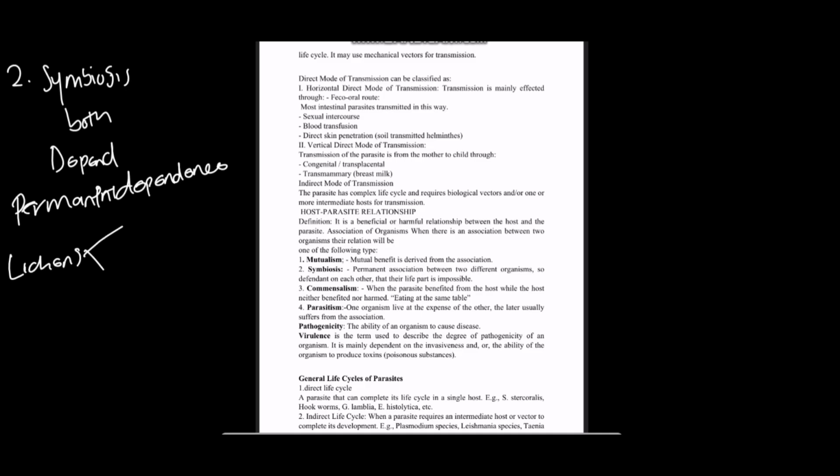For example, a lichen is made up of algae and fungi. They are living together permanently, and these two cannot survive alone. The algae provides food for the fungus, because algae are autotrophs while fungi are heterotrophs. These two live permanently together and cannot survive alone, which is an example of symbiosis.